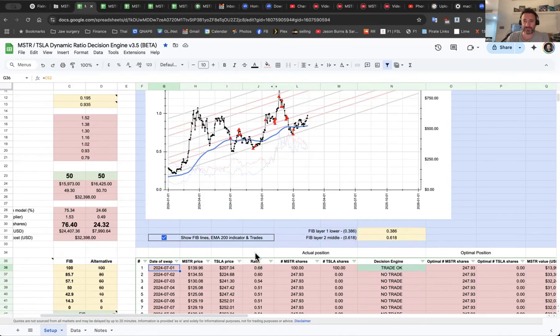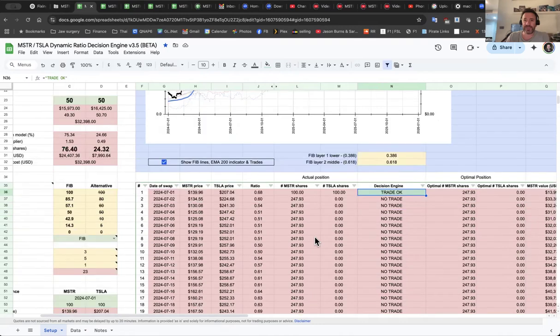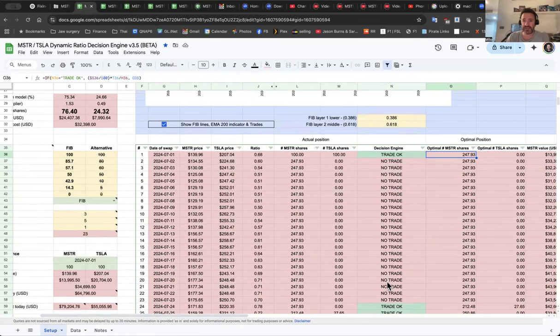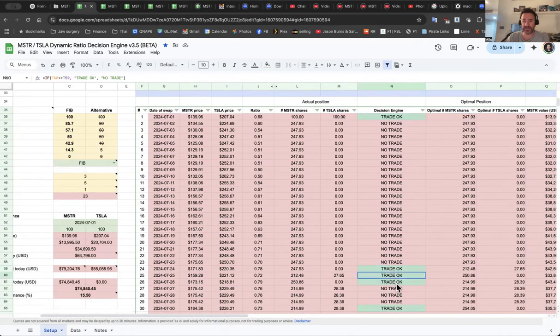Anyhow, so I think it's pretty clear, but these red triangles represent days where you need to trade, or it's recommended you should trade. So what happens is, based on the default settings, on the 1st of July it tells you to trade, you go fully MicroStrategy, and then as you come down, it's giving you some advice to trade.